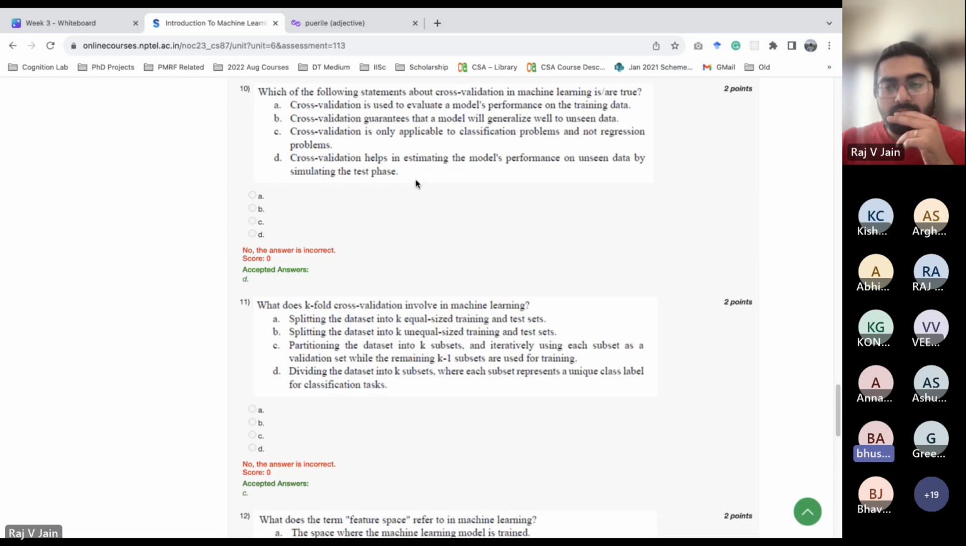D is no doubt correct, but I thought even A is also correct. A and D. No. A is not right. No, A is not right. Very clearly not right, because it always evaluates the performance on training data with the training error.